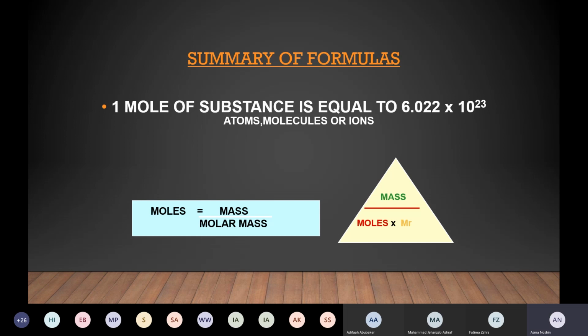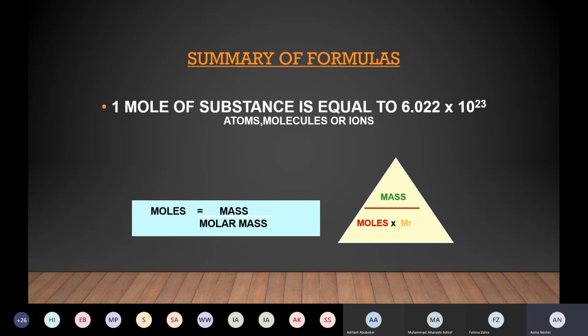So what you will do, a line is there. This line will give you the division. Mass will be written on the top, MR is written at the bottom. So number of moles can be calculated by mass divided by MR. Okay, so the formula for number of moles will be mass divided by MR, or molar mass, or molecular mass.